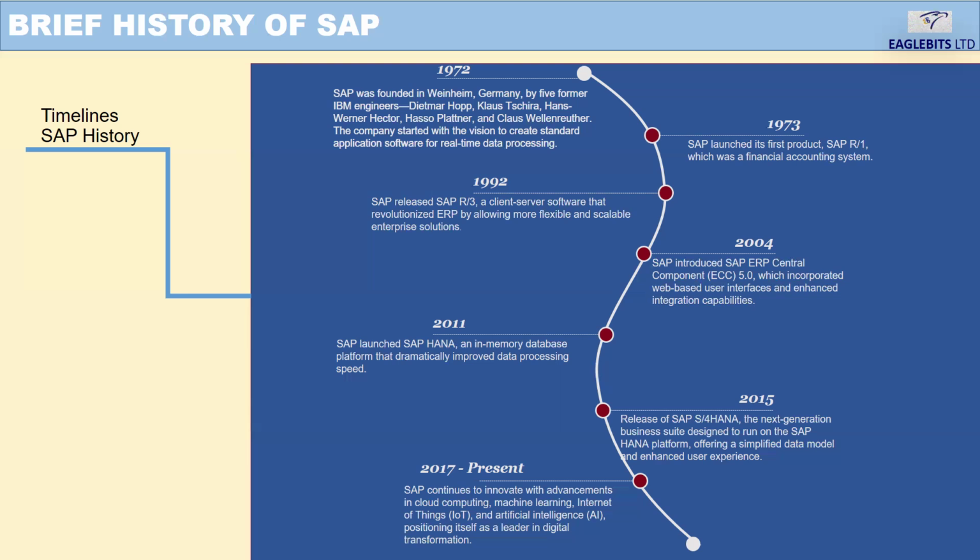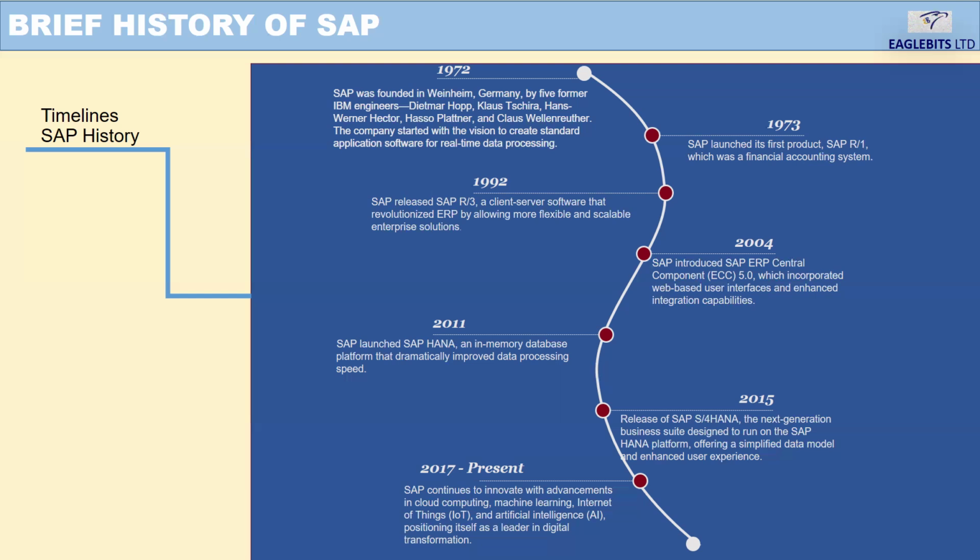In 2004, SAP introduced the ERP Central Component, ECC, which today I think we have EHP 8. That's the enhancement pack 8, the latest enhancement pack. But as of 2004, it was EHP 5, which incorporated web-based user interfaces and enhanced integration capabilities.